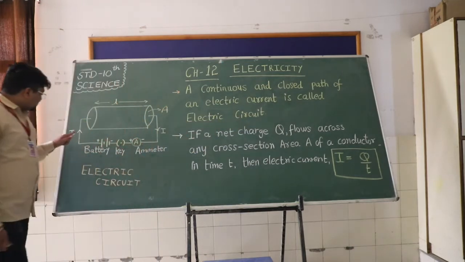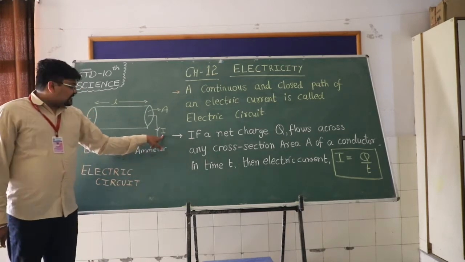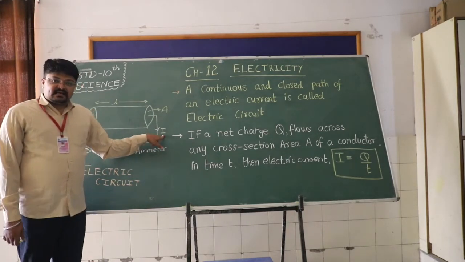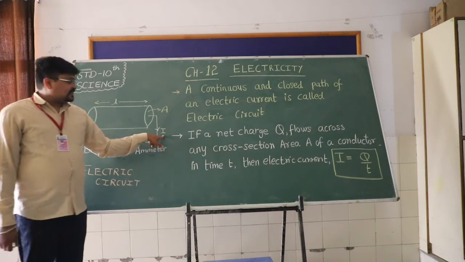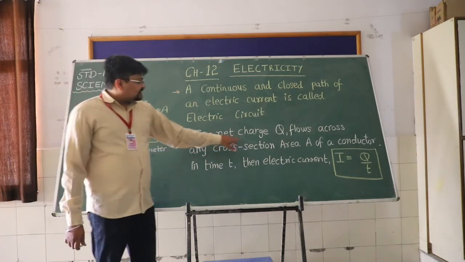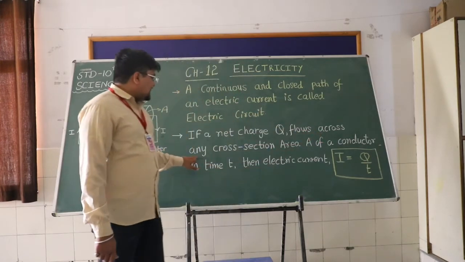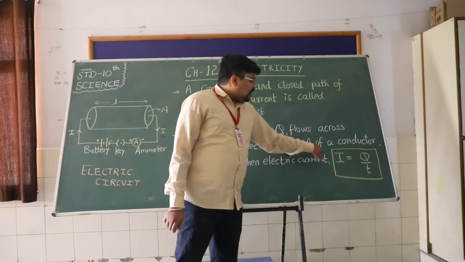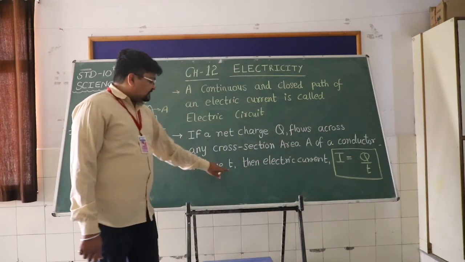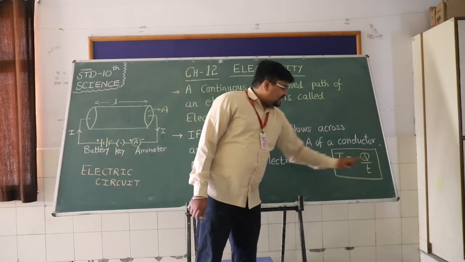So you can see the current is flowing in this direction from positive to negative. I represent electric current with the symbol I. What is electric current? The definition is, if a net charge Q flows across any cross-section area A of a conductor in time t, then electric current is defined as I is equal to Q by t.